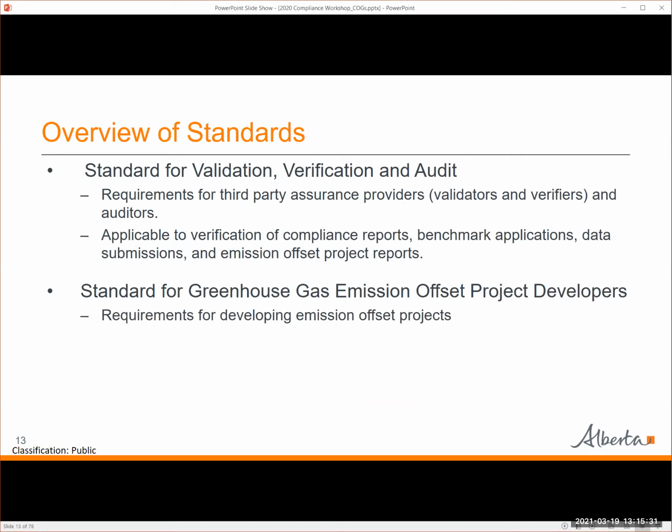The third is the standard for validation, verification, and audit, which outlines requirements for third-party assurance providers like validators and verifiers, as well as auditors. It's applicable to verification of compliance reports, benchmark applications, data submissions, and emission offset project reports. And finally, the fourth standard is the standard for greenhouse gas emission offset project developers, which outlines the requirements for developing emission offset projects.